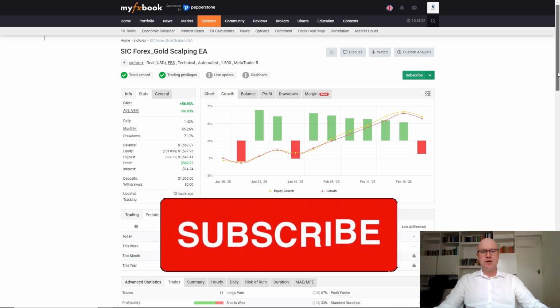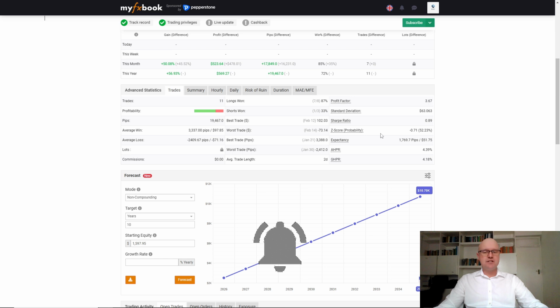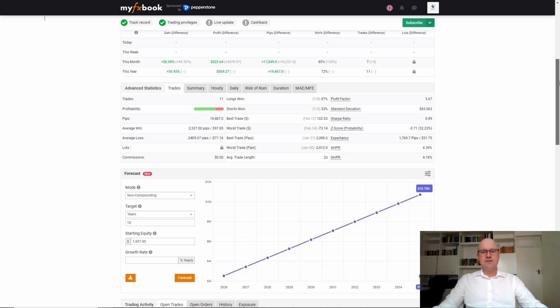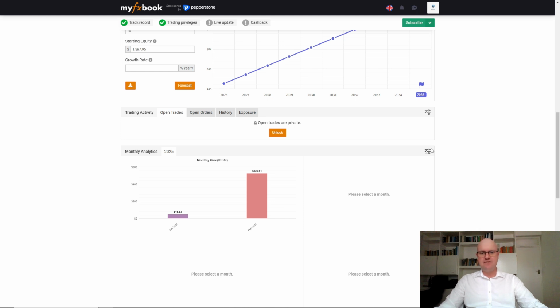Now, like I said before, it is a risk-averse strategy, so it doesn't use any dangerous grid, martingale, or hedging strategies. It does show a good win rate at the moment, set at 73%, and we'll also see that the average win, which is at $97, is larger than the average loss, giving us a very high and positive profit factor of 3.67. So out of the 11 trades, which is nice and conservative for the 30 days, it's won 73% of these trades, giving us a nice return of 56.93% in total over the last 30 days.